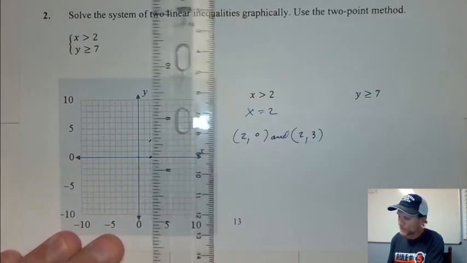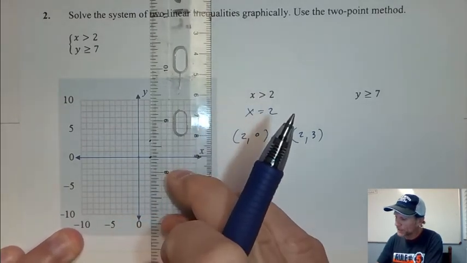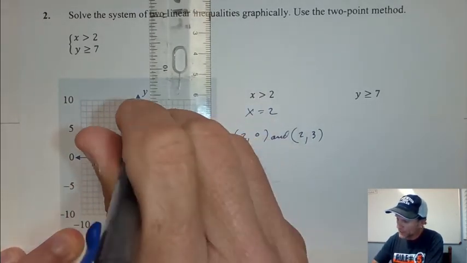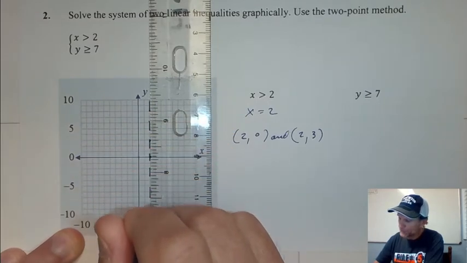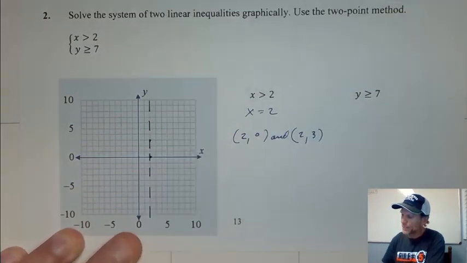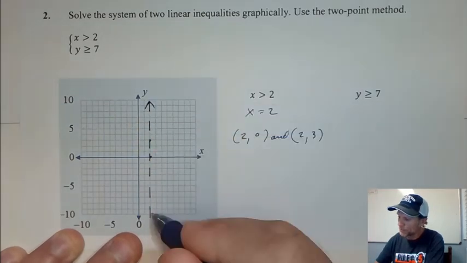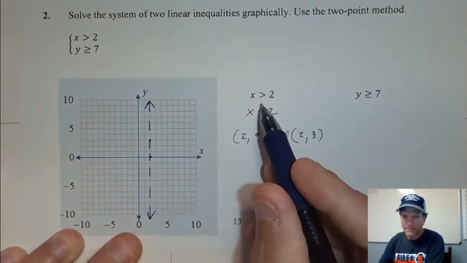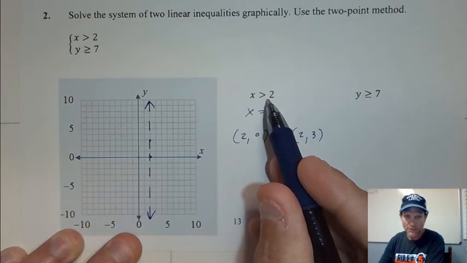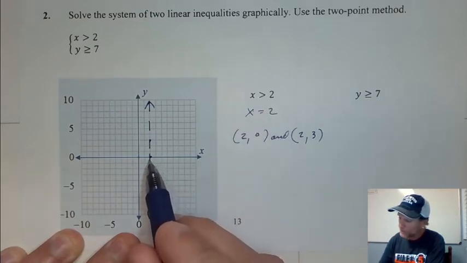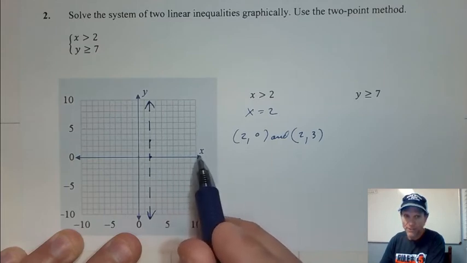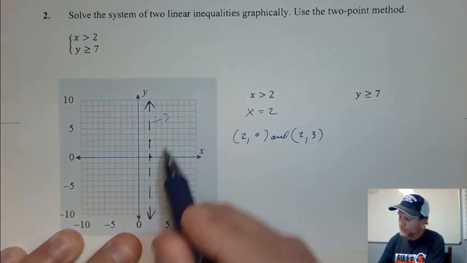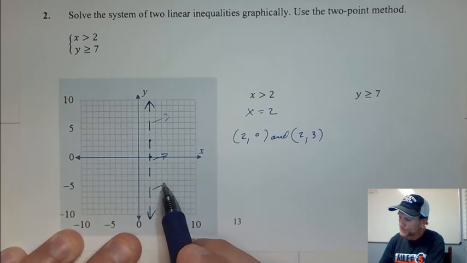And what I'm going to do is I'm going to make a dashed line through there because there's not an equal sign, okay? Now sometimes it'll feel logical to you on which side you should shade, and you won't have to do the testing point. But let's think about this. It says x is greater than 2. Well, where are the numbers bigger than 2? Well, 3, 4, 5, 6, they're over here. Okay, so I shade this side of the line.